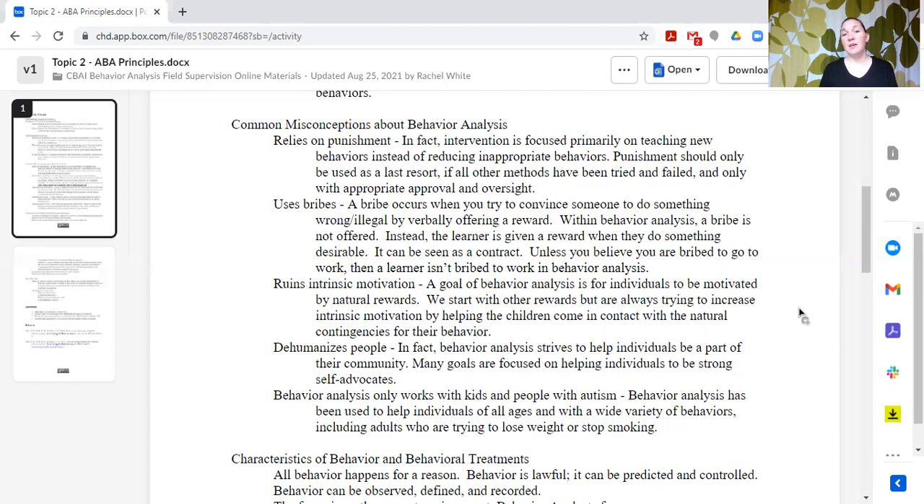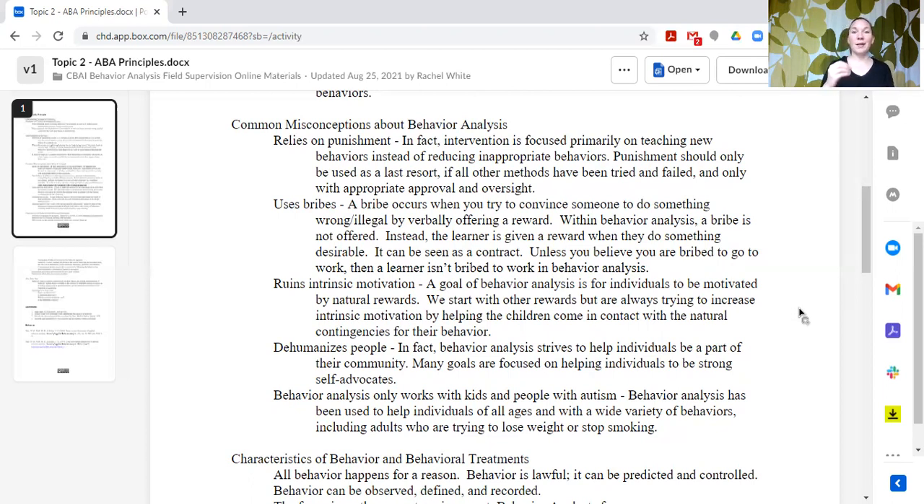Another misconception is that we are boiling people down to numbers, looking at people only as their deficits, and that we're dehumanizing those people. Again, we shouldn't be doing that. We should be striving to help individuals get their needs met, be parts of their community, and focus on helping them to be strong advocates, strong self-advocates. We don't want to boil people down to numbers.